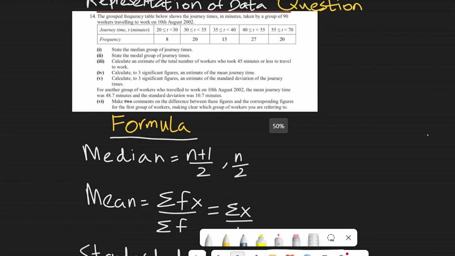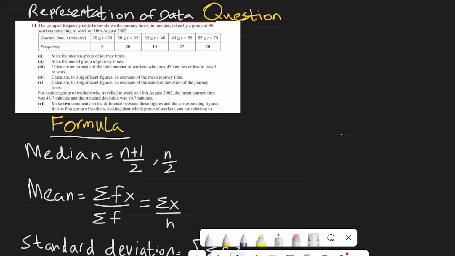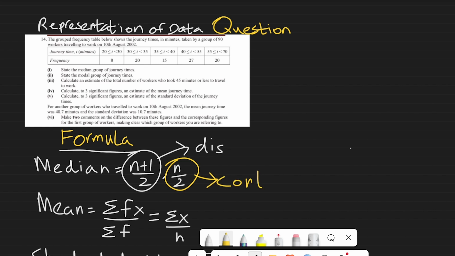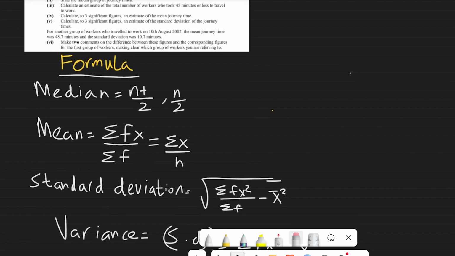First, for the median, we will see these two formulae. One is n plus 1 over 2 and the other is n over 2. Where do we have to use which? The basic thing is that the formula n plus 1 over 2 that we studied earlier is for discrete data, and this formula is for continuous data. As we have continuous data over here, we will use this n over 2 formula. N could also be represented by sigma f, it is the same thing.